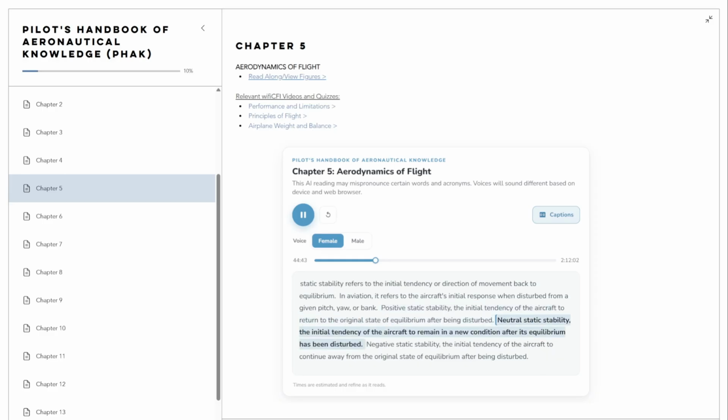Neutral static stability: the initial tendency of the aircraft to remain in a new condition after its equilibrium has been disturbed. Negative static stability: the initial tendency of the aircraft to continue away from the original state of equilibrium after being disturbed.